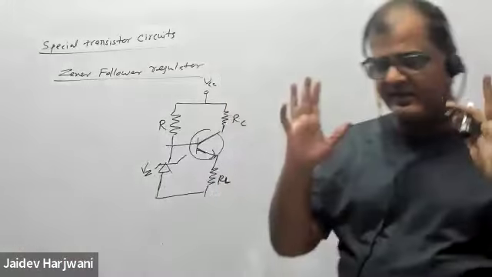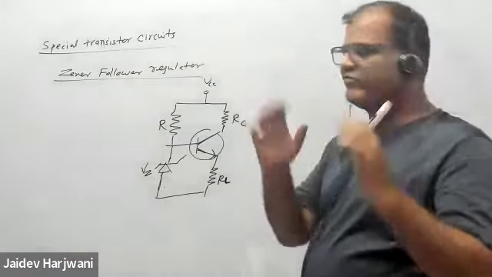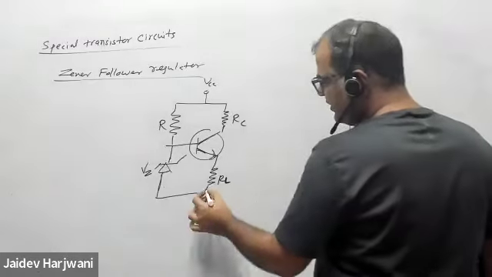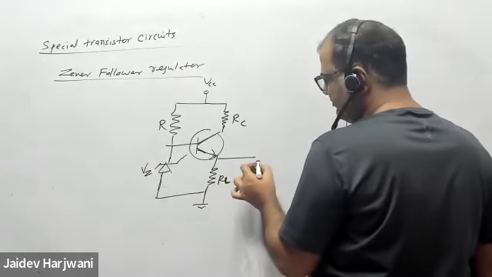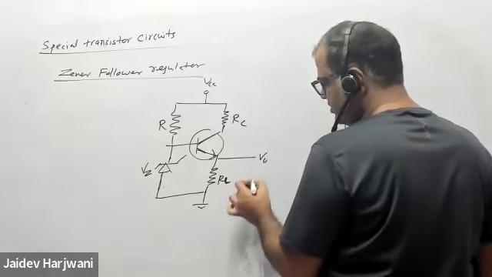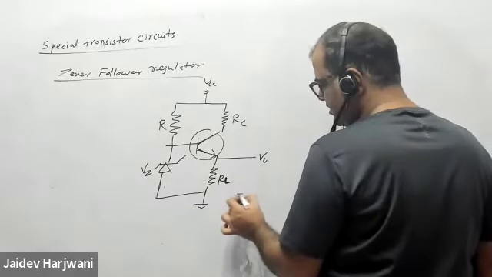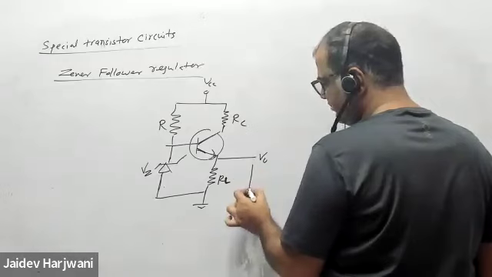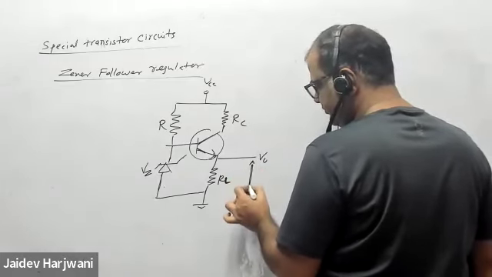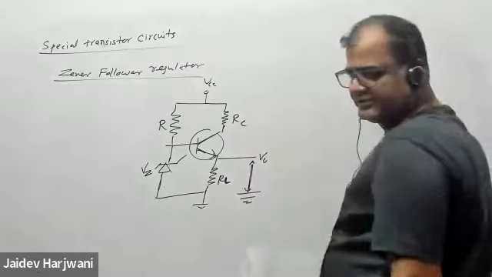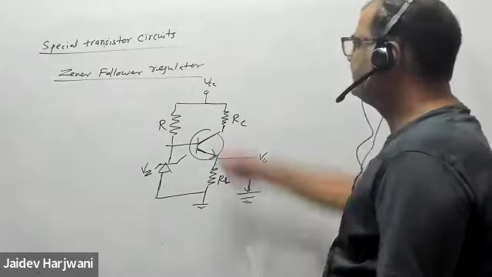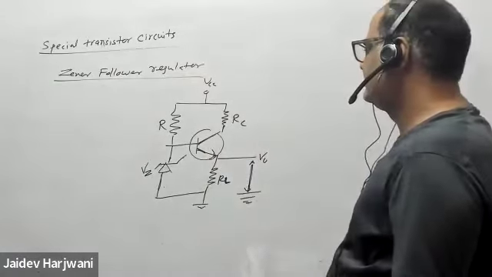Now I want to make a fixed regulated voltage. The regulated voltage I can get across here. If I measure V0 across this RL, then this should be constant. That is the meaning of a voltage regulator circuit.